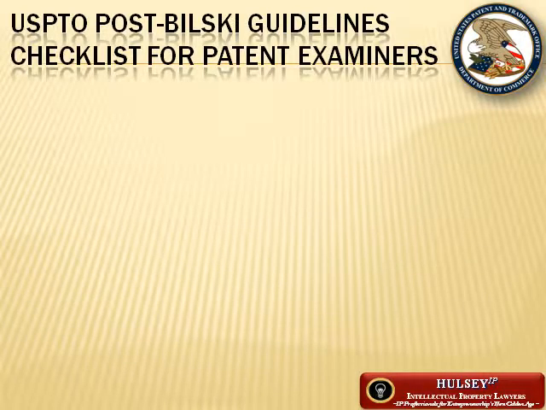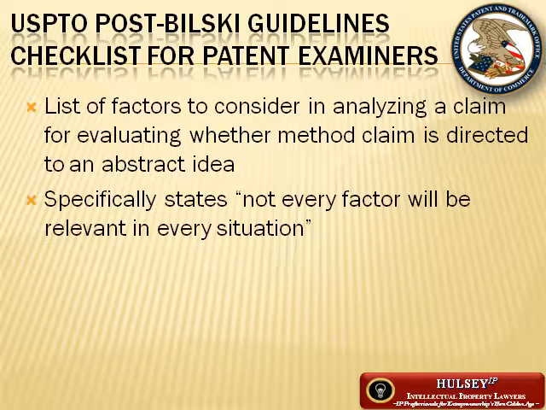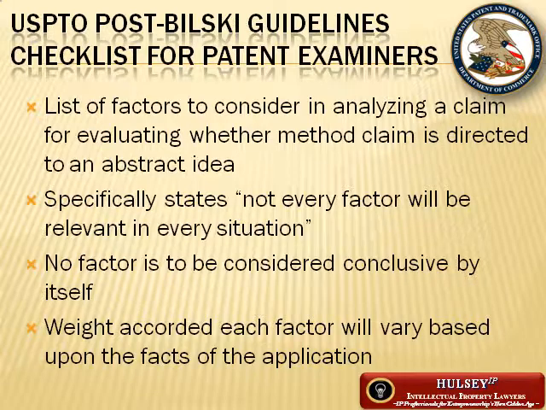The guidance provides a list of factors to be considered in analyzing a claim for evaluating whether a method claim is directed to an abstract idea. The guidance specifically states that not every factor will be relevant in every situation. Moreover, no factor is to be considered conclusive by itself. The weight that is to be accorded to each factor will vary based upon the facts of the application, and the guidance directs examiners to look at the facts of every application. In the guidance, there are factors that are weighing toward eligibility and factors weighing against eligibility.